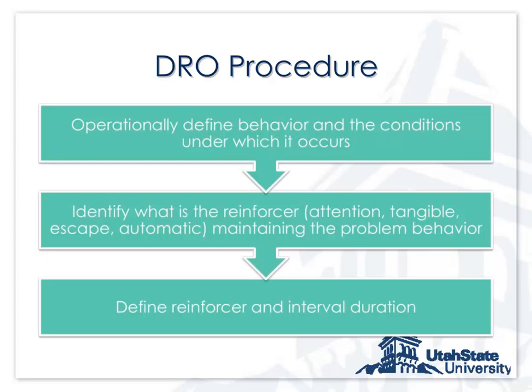In order to implement a DRO procedure, you will need to first operationally define the behavior and the conditions under which it occurs, as well as identify what reinforcer is maintaining the behavior. You will then need to decide on whether momentary or interval DRO will be used, as well as define the reinforcer and how often you will deliver that.